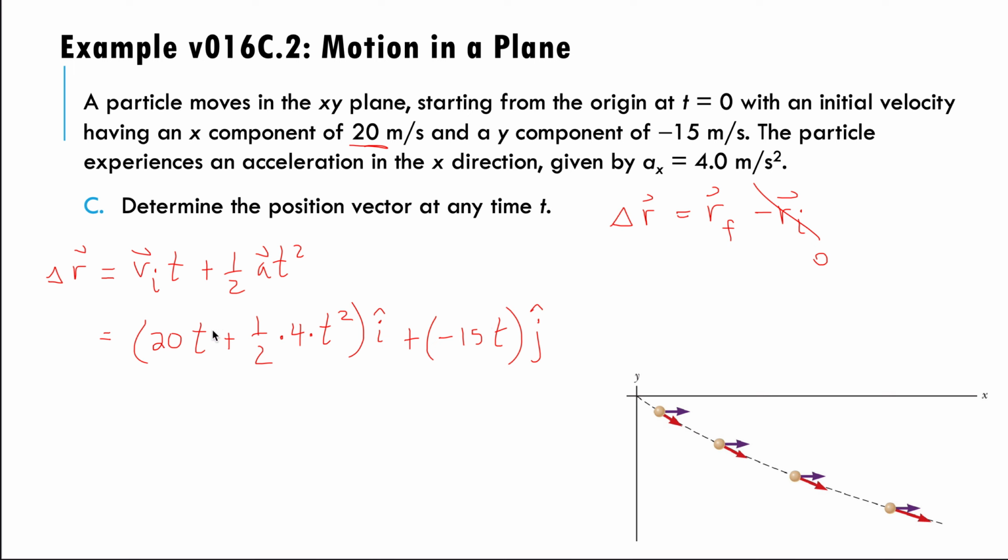We can simplify this slightly. We can write 20t plus 2t squared times i, and then we can just say minus 15t j. And we know that all of this is going to be in meters, so we can plug in our units. So this equation will give us the position at any time. You just would plug in your time for t, and that will give you the position at that time.